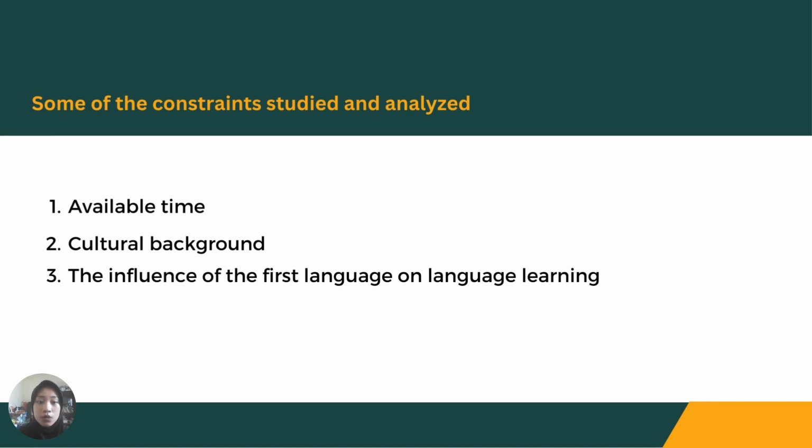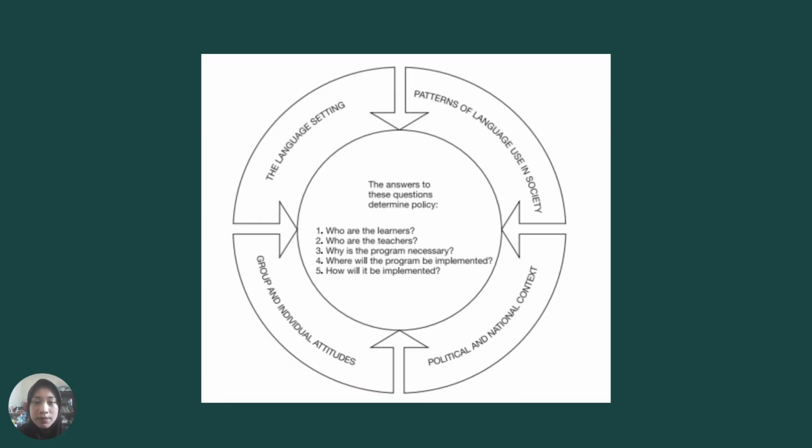The next are some of the constraints to study and analyze. The first one is available time, the second one is cultural background, and the third one is the influence of the first language on language learning. Okay, from this picture, we can analyze the problem in the chart, such as the language setting, pattern of language use in society, political and national context, group and individual attitude. We must consider the following questions: who are the learners, who are the teachers, why is the program necessary, where will the program be implemented, and the last one is how it will be implemented.